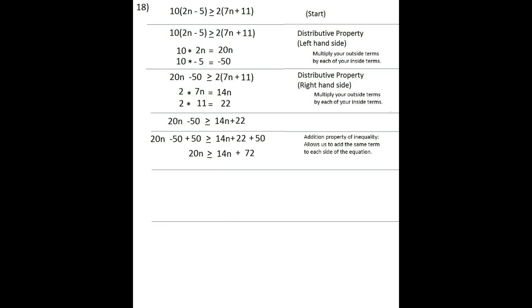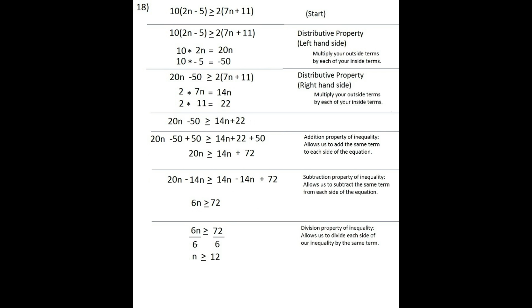Now, watch your math, watch your terms. Here's our next step. We have 20n minus 14n is greater than or equal to 14n minus 14n plus 72. What are we doing? Subtracting 14n from both sides. And what that's going to do is move our n term over to the left-hand side. So what we have is 6n is greater than or equal to 72.